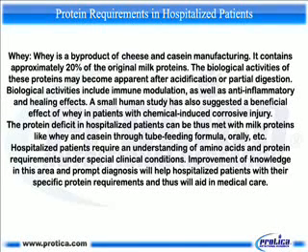The biological activities of these proteins may become apparent after acidification or partial digestion. Biological activities include immune modulation, as well as anti-inflammatory and healing effects. A small human study has also suggested a beneficial effect of whey in patients with chemical-induced corrosive injury. The protein deficit in hospitalized patients can be thus met with milk proteins like whey and casein through tube feeding formula, orally, etc. Hospitalized patients require an understanding of amino acids and protein requirements under special clinical conditions. Improvement of knowledge in this area and prompt diagnosis will help hospitalized patients with their specific protein requirements and thus will aid in medical care.